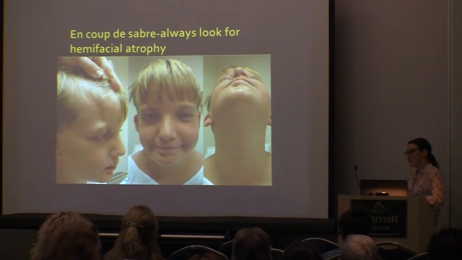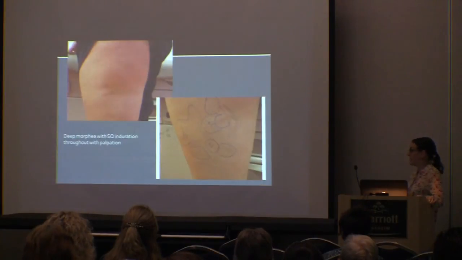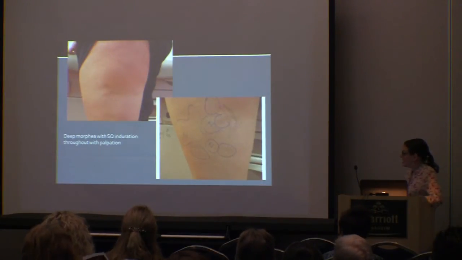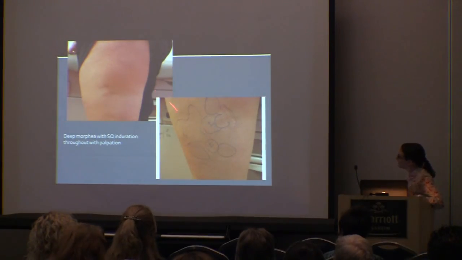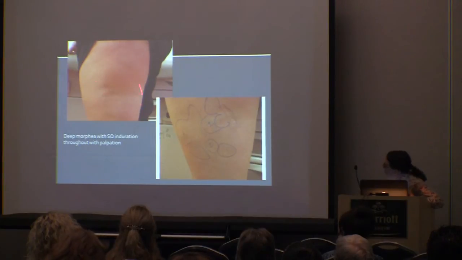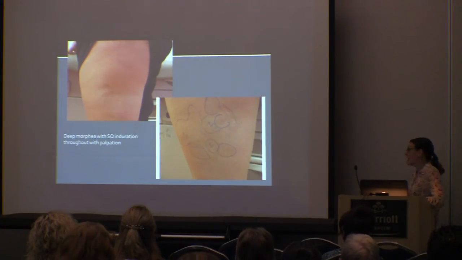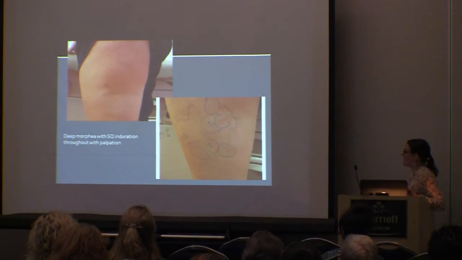Because again, if this had run its course and we just have the tissue loss without the inflammation, medical treatments won't be terribly effective. This is the other thing we talked about already: you can get deep morphea lesions, and all this is the same thing as hemifacial atrophy, except it's occurring on someone's leg. And you can see it's very difficult to see.